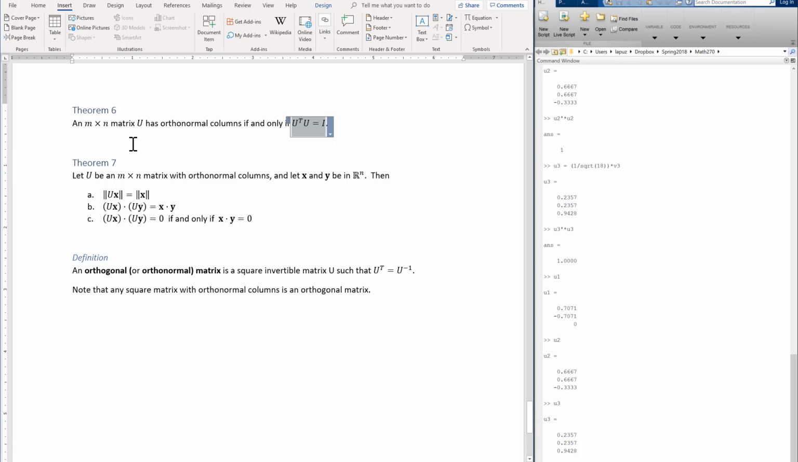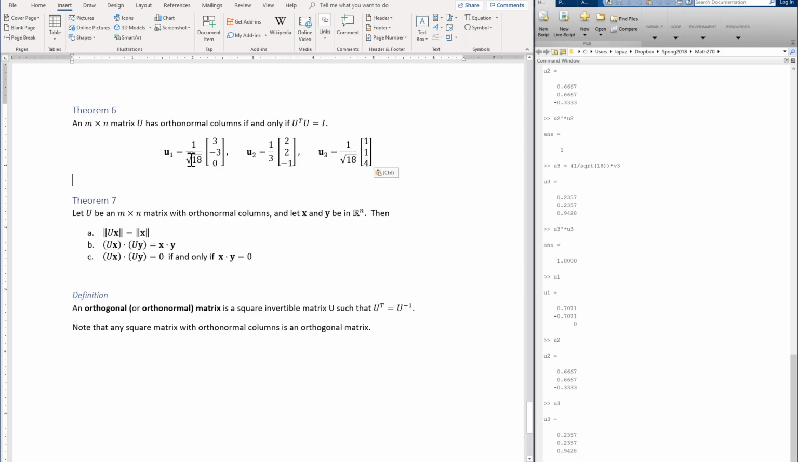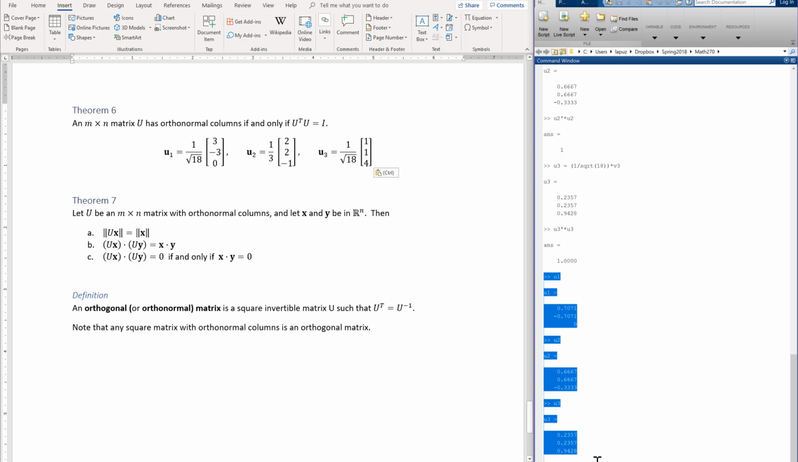So let's take a look at that. Without really proving it, let's take a look at it based on an example that we had. We had a set of vectors here that was orthonormal, u1, u2, and u3. And these are vectors that can be expressed in MATLAB with decimals. And we had that already. And it says that U transpose, the transpose of this matrix, times itself should equal the identity.